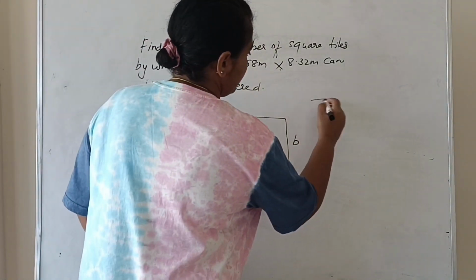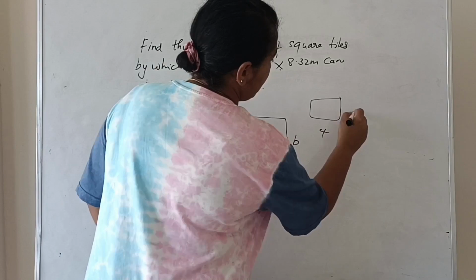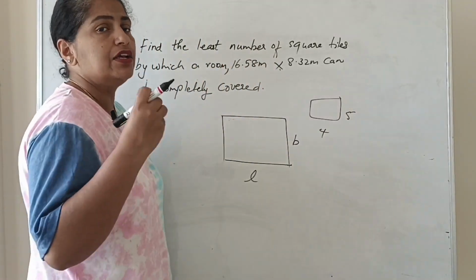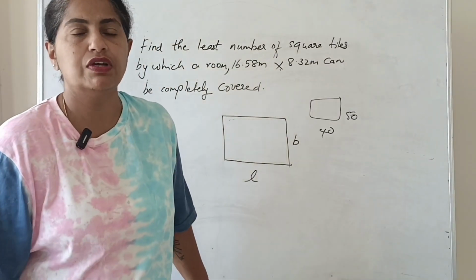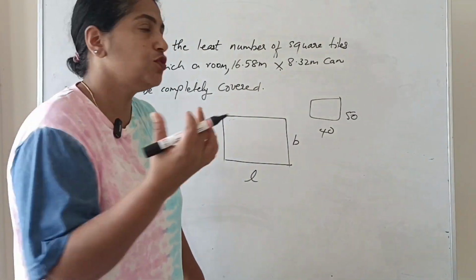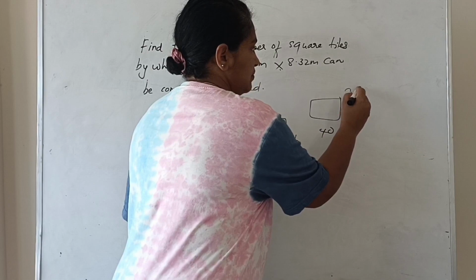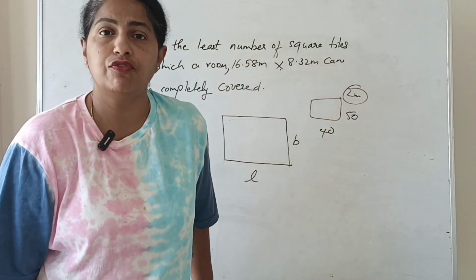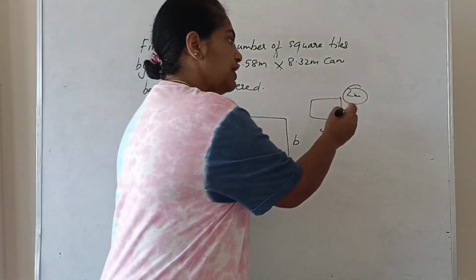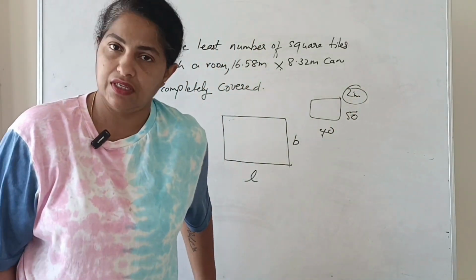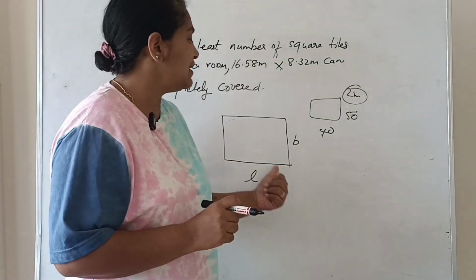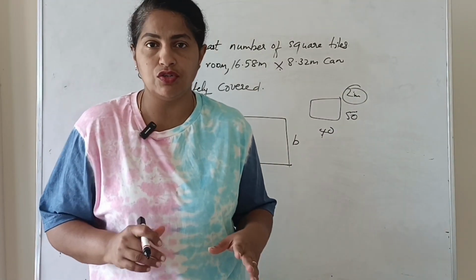Suppose you have a room 4 meters by 5 meters, or let us say 40 meters by 50 meters. It's a huge room, whatever. You have 2 meter tiles. How many tiles do you require for covering this room? What do we do? We find the area of the room and we divide it by the area of the tile. Correct. Now in this case, the dimension of the tile is unknown to us.